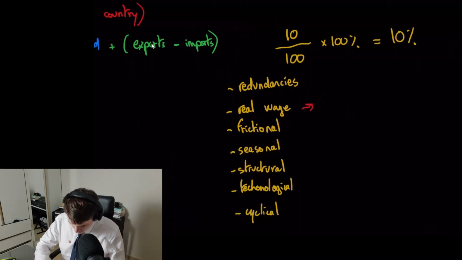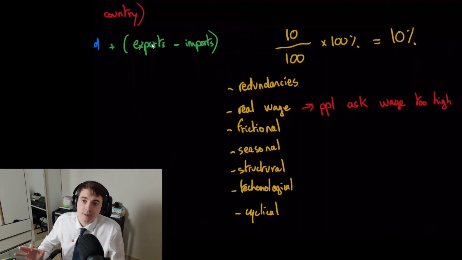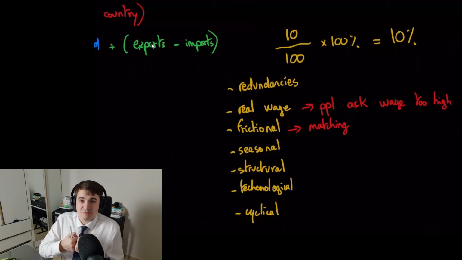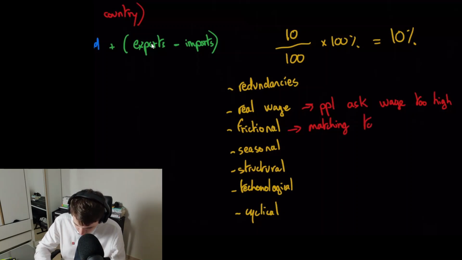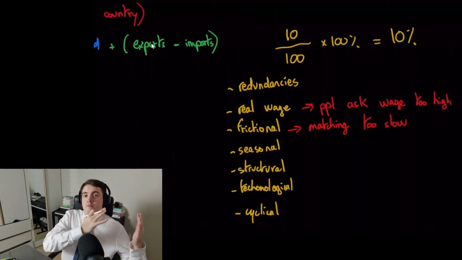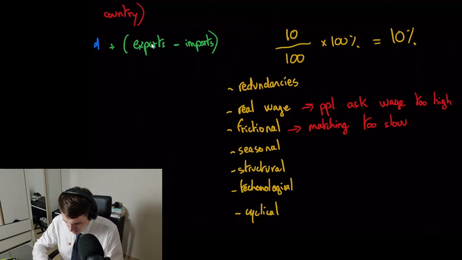Real wage. People ask for wages that are too high. They're asking for too much money, and so the employer says, sorry, I can't, it's too high. Frictional, matching between supply and demand is not fast enough. It doesn't gel. There is a gap between supply and demand where it's too slow. It takes time for the perfect guy for the right job match, right? It's not a perfect world. Sometimes it's not connecting properly.